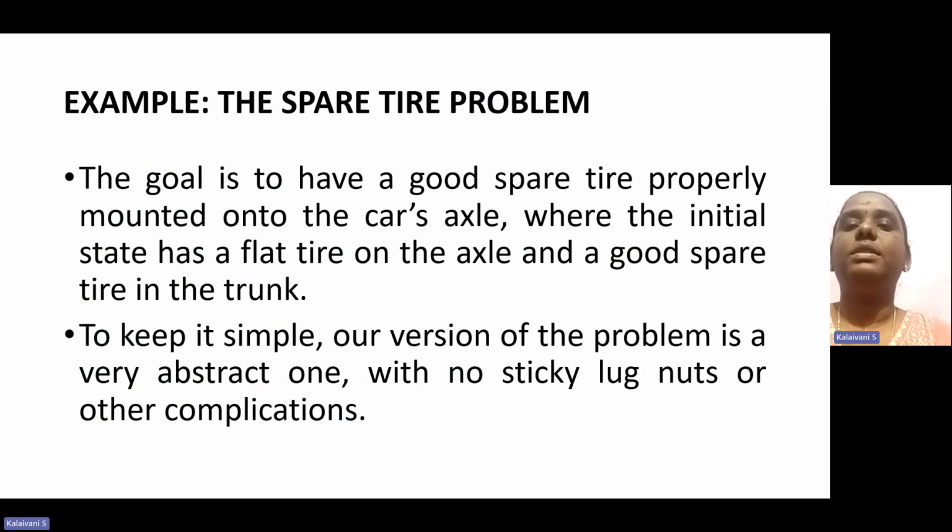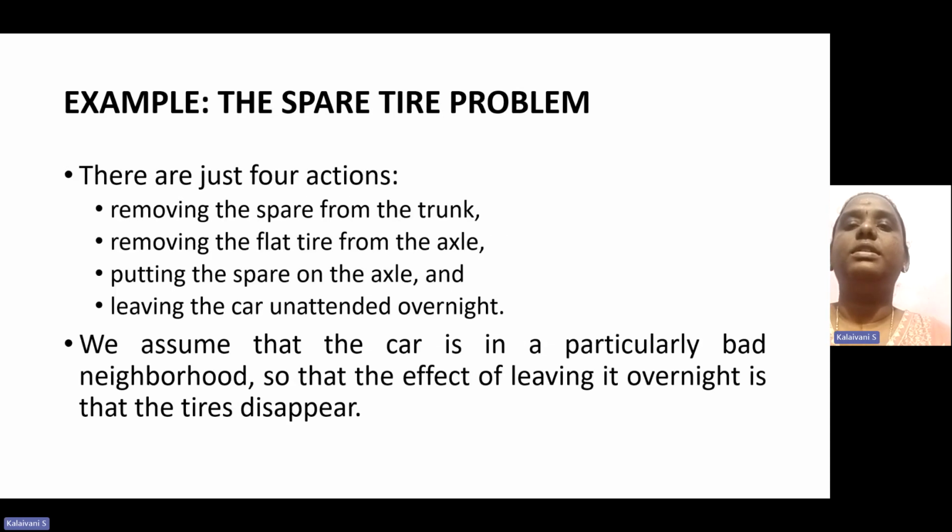The spare tire problem is similar to the one we have already seen, air cargo transport. Here, a spare tire is available in the car, and the car's tire is already flat, which means the spare tire has to be put on the axle in place of the flat tire. The four actions include removing the spare tire, removing the flat tire from the axle, putting the spare on the axle, and leaving the car unattended overnight. So these are the four possible actions.